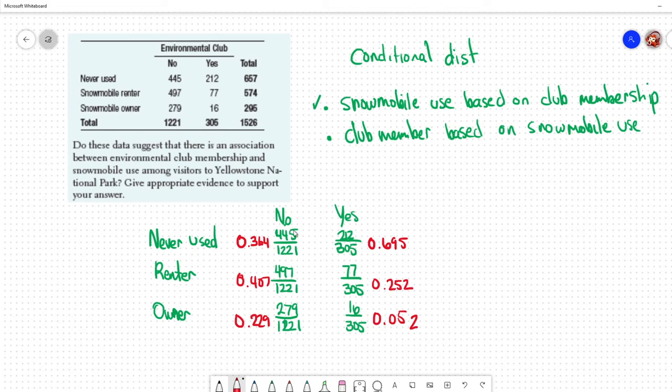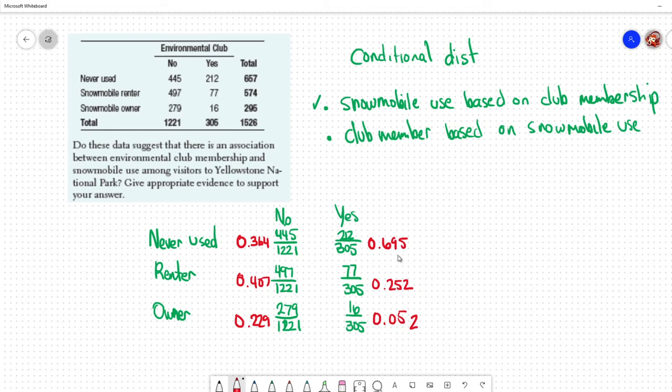But if they're not a member of the club, the numbers are, I want to say, more evenly distributed. Like the percentages, I have a 36%, a 40%. Here I got like a 23%. In comparison to this over here, this looks more evenly spread than this group here.